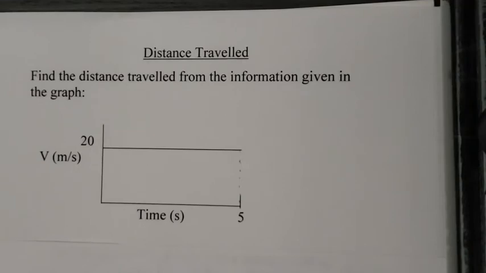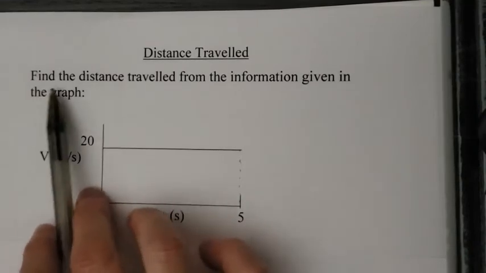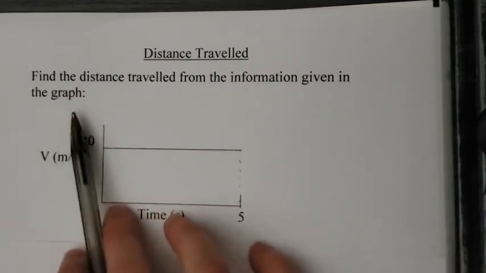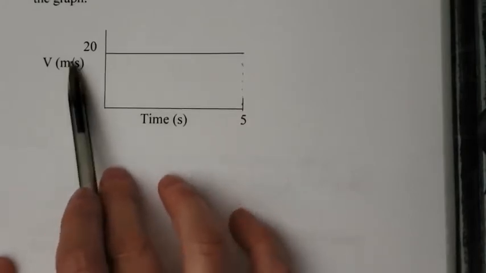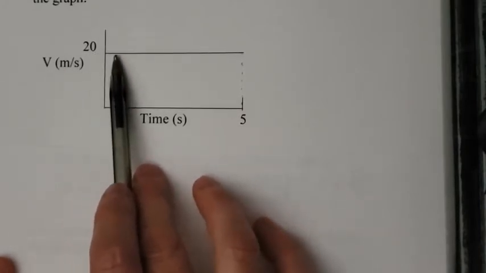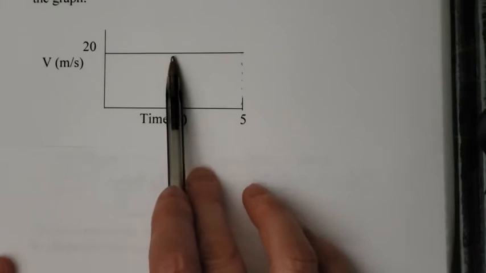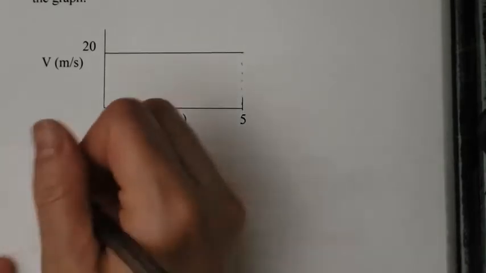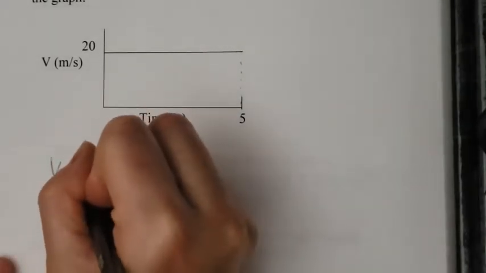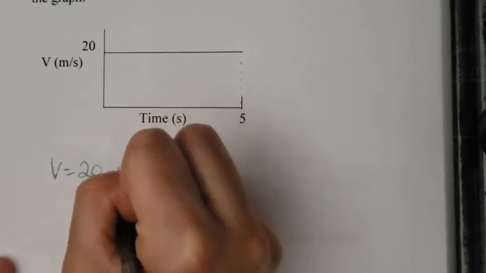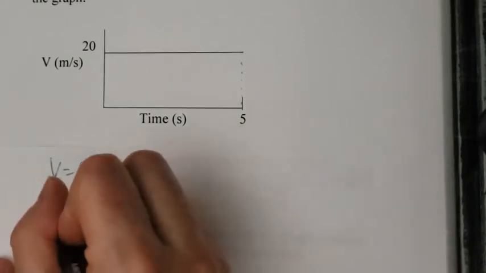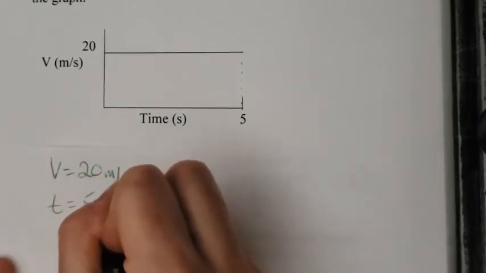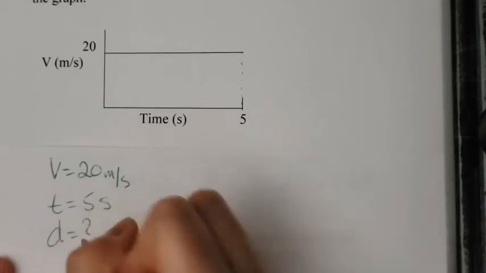Now what I want to do is calculate the distance traveled from a speed time graph. So the question says find the distance traveled from the information given in the graph. Well, let's look at the information and write it down. What I notice is that the speed isn't changing. Over here it's 20, over here it's 20, all the way across. So I know my speed is constant and it is 20 meters per second. My total time is 5 seconds. I'm going to write down t equals 5 seconds. I'm looking for the distance.